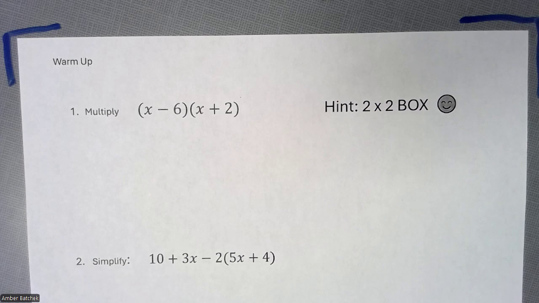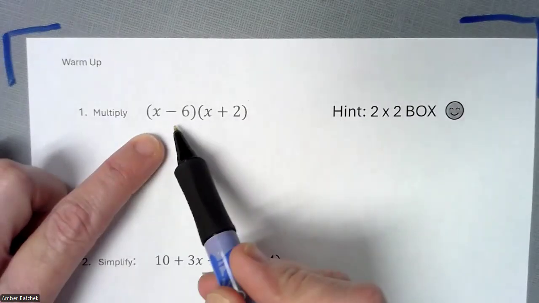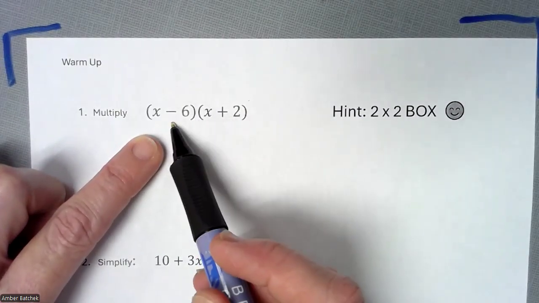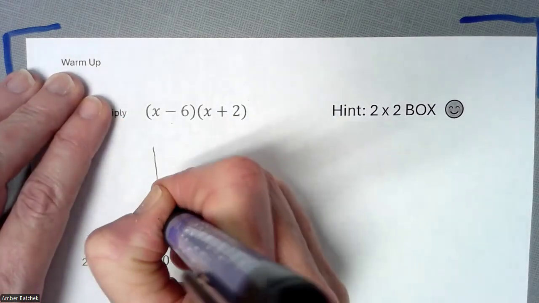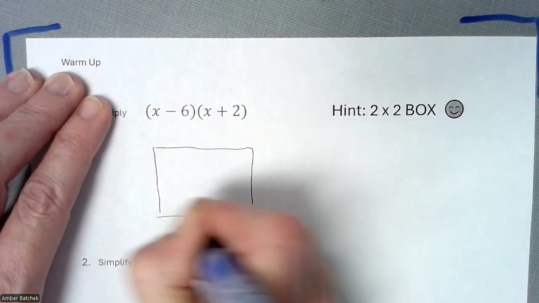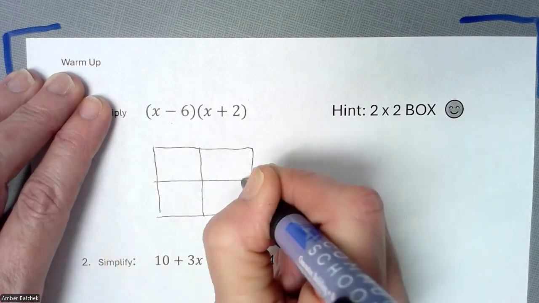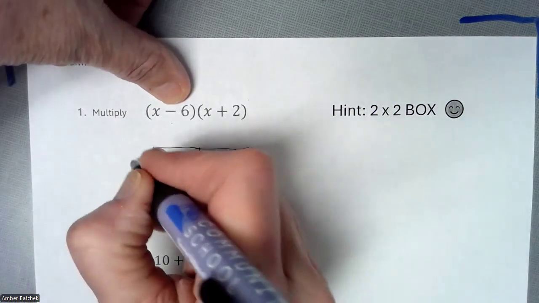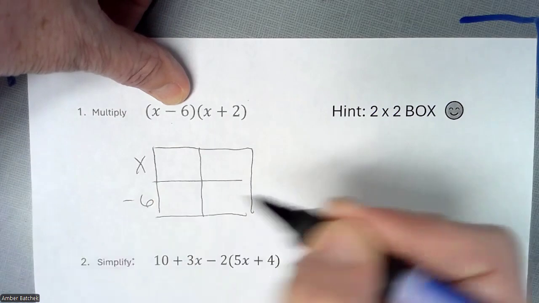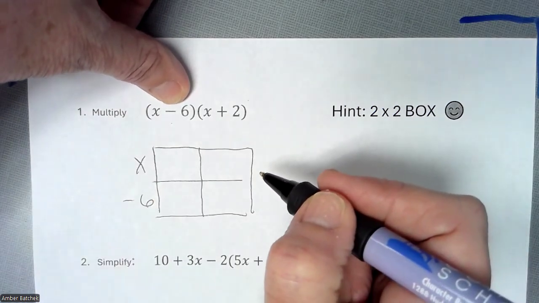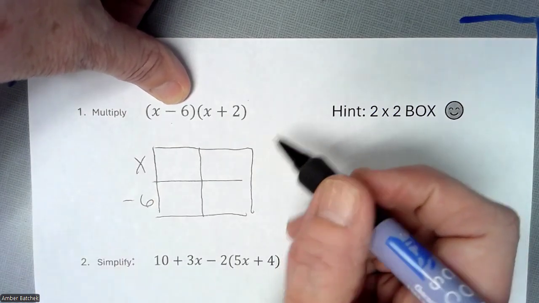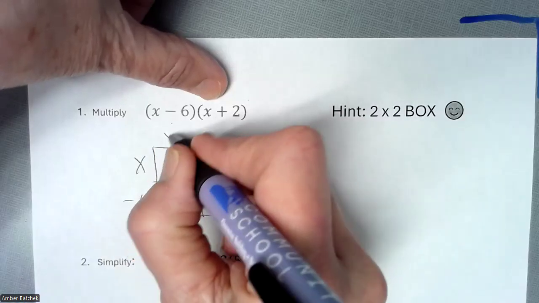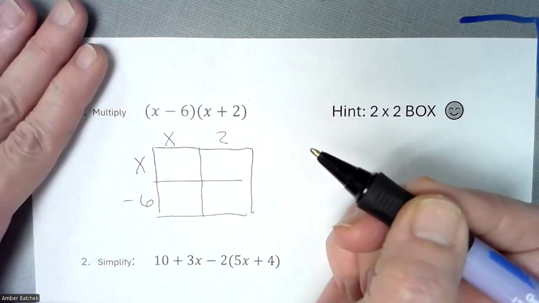So we are multiplying, and this is a binomial times a binomial, which is two terms and two terms. So we make a 2 by 2 box. Okay, I'm going to put this down the side, an X and a -6. Make sure you had a -6, okay, not just a +6. We're going to put an X and a +2 across the top.